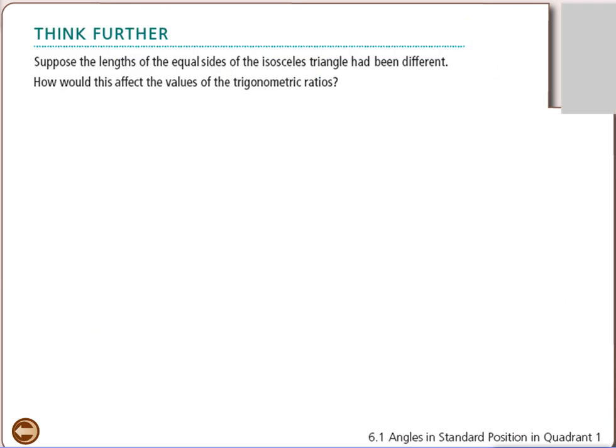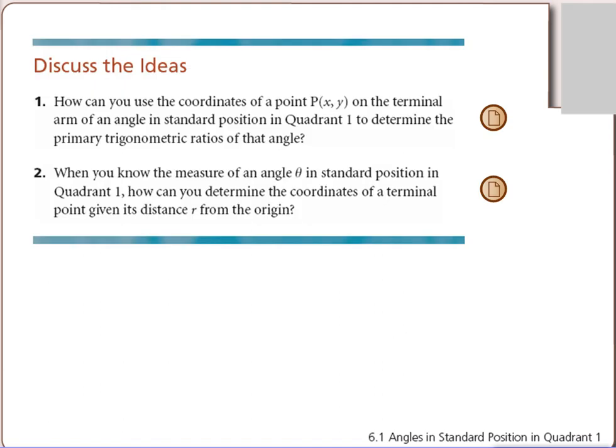Now do a little bit of playing around. What if we would have changed, instead of using 1 for our side length on the isosceles triangle, what if we used 2 or 3? Would that change the values in lowest terms of those ratios? And finally, finish off to discuss your ideas so that we can discuss those in class.